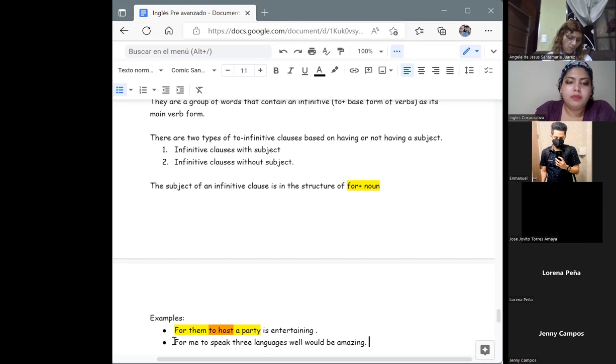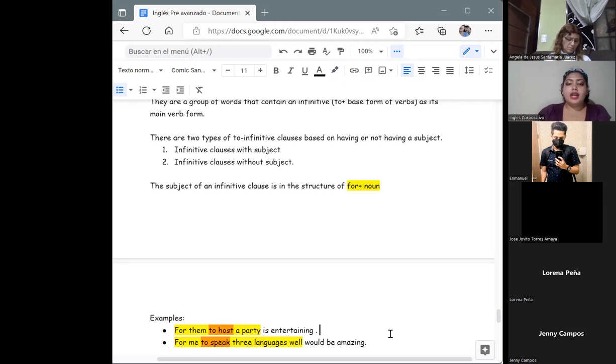So in this case, "for me to speak 3 languages well" is the clause, and I have here the infinitive form of the verb. Remember, clauses are short parts of sentences or short sentences that can function alone or together with another part of the sentence. In this case, "for me to speak three languages well" doesn't function well alone, because the idea is incomplete.